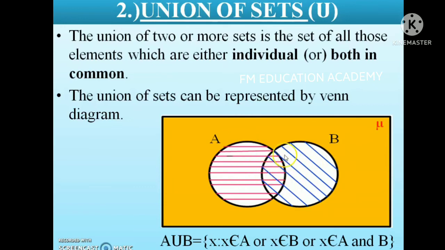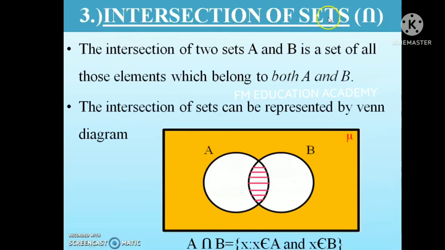That is nothing but union. That is individual or both A, B, or both A and B. Remember this. This is union. Now the third one is an opposite of union of sets. That is intersection of sets.